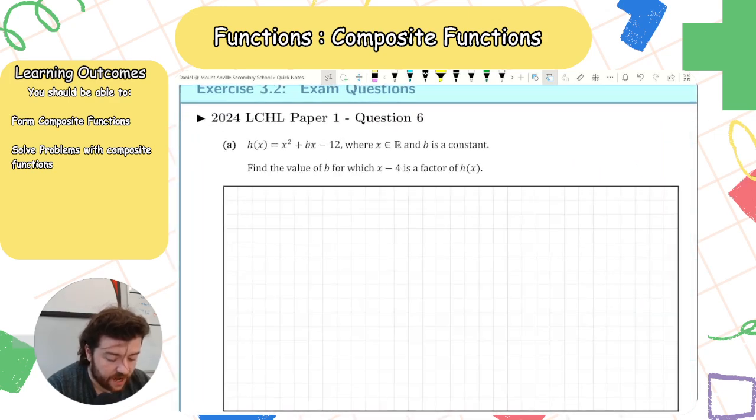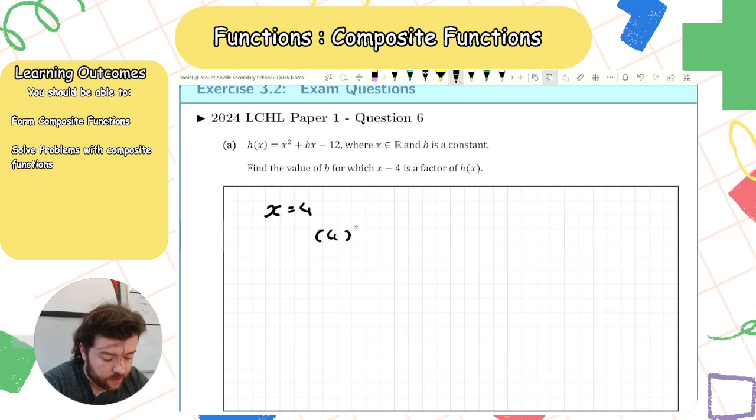This is from Leaving Cert Higher Level. So, h of x is equal to x squared plus bx minus 12. Find the value for b for which x minus 4 is a factor. So x minus 4 is a factor. So if x minus 4 is a factor, that means x equals 4 is a root. So if I sub that in, this should equal 0.